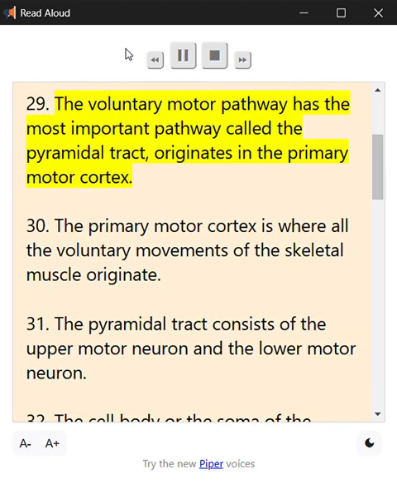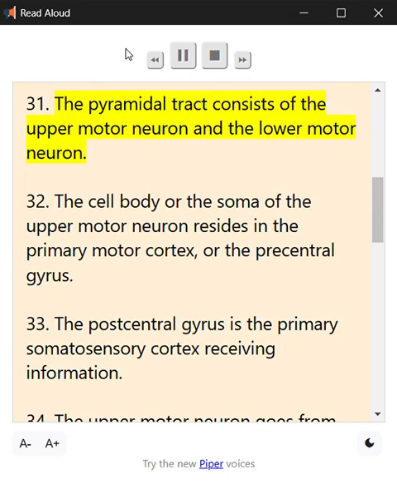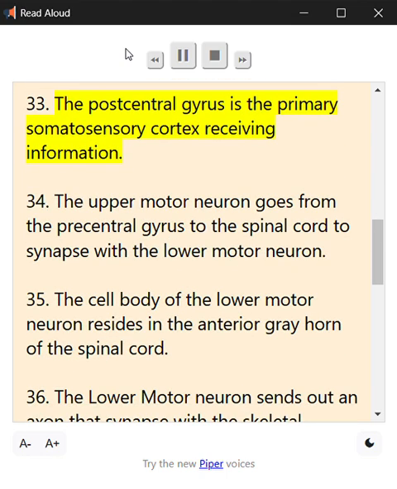29. The voluntary motor pathway has the most important pathway called the pyramidal tract, which originates in the primary motor cortex. 30. The primary motor cortex is where all the voluntary movements of the skeletal muscle originate. 31. The pyramidal tract consists of the upper motor neuron and the lower motor neuron. 32. The cell body, or the soma, of the upper motor neuron resides in the primary motor cortex, or the precentral gyrus. 33. The postcentral gyrus is the primary somatosensory cortex receiving information.